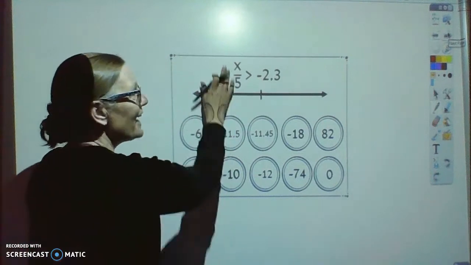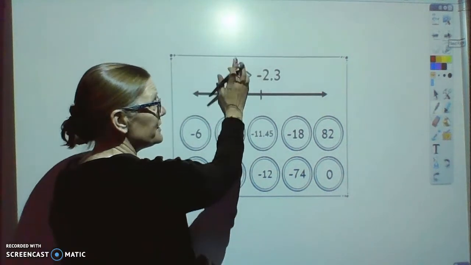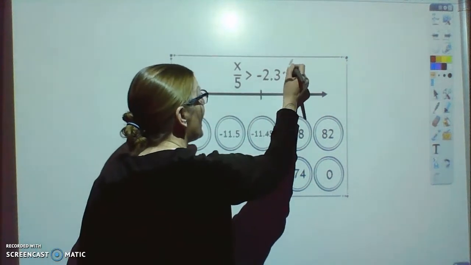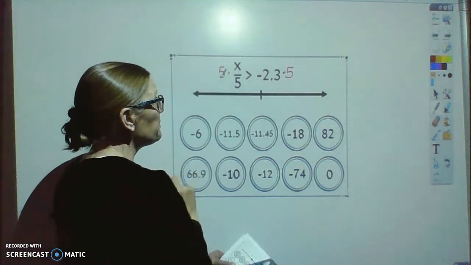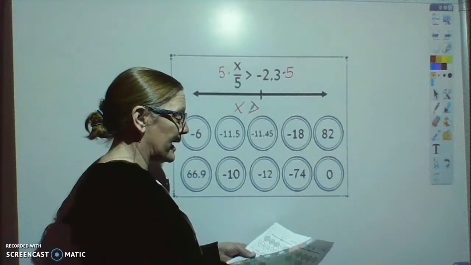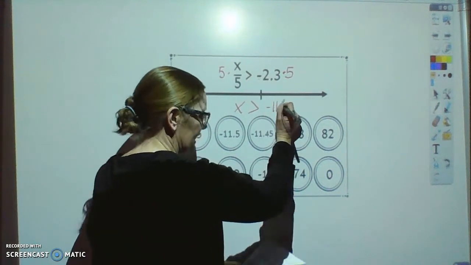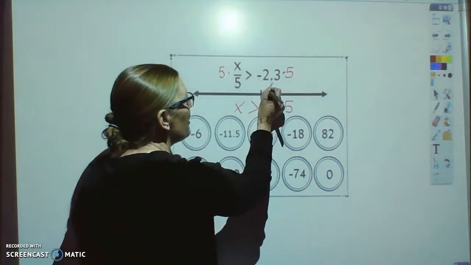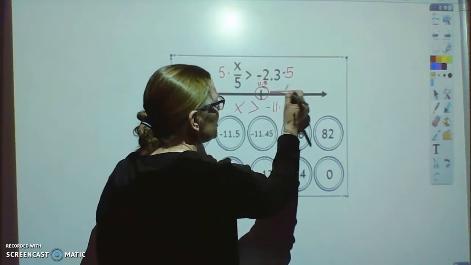Here we go. x over 5, that's division, right? When we see a fraction, we know it's dividing. So we need to multiply both sides by 5. Here's how I show my work, right? Just a dot. I'm going to multiply by 5. Now I have x all by itself. I leave my inequality as greater than, and I'm going to get negative, because I have a negative and a positive, 11.5. So if I was to graph this solution, I would have an open dot at 11.5, 11 and a half, and I would shade to the right.